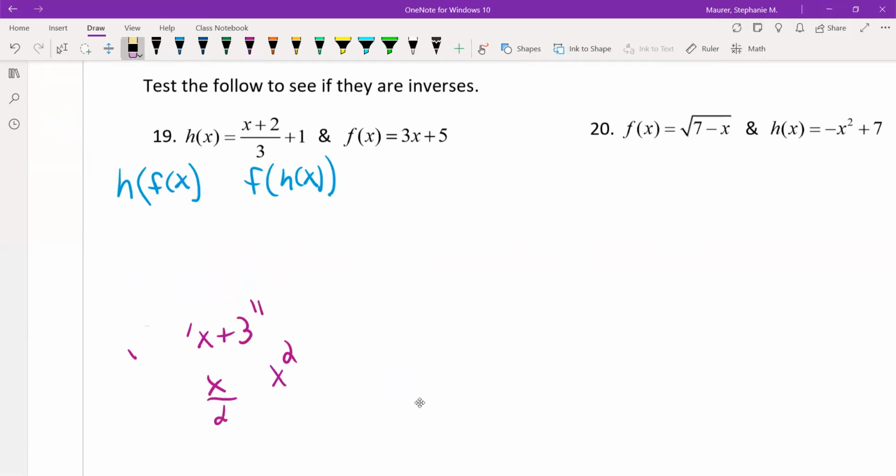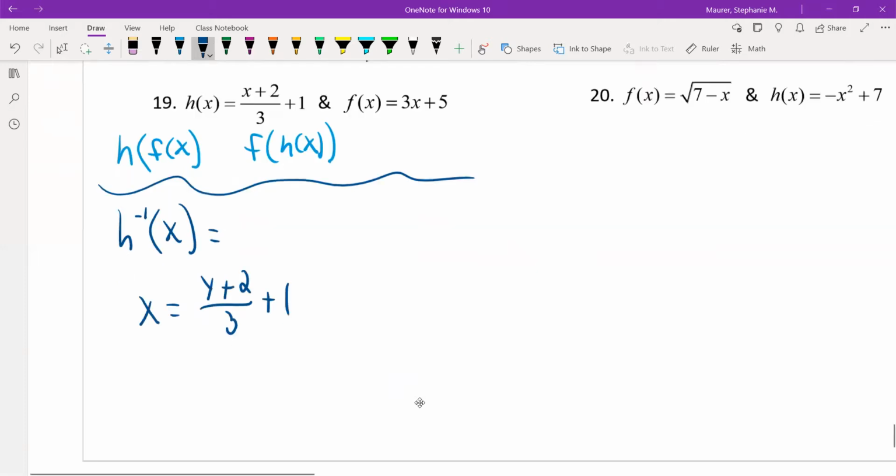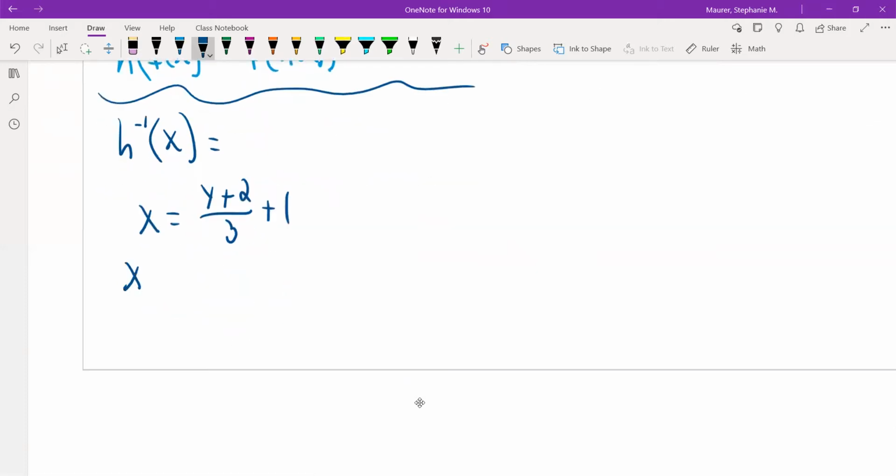The other option that you may choose to go for, so you either are doing composition, or the other option would be going through the process and saying, can we find the inverse of h? So let's say that you find the inverse of h. So it looks something like this. We would switch the x and the y. That gives me y plus 2 over 3 plus 1. Do a little bit of quick solving. Again, I'm not going to walk you through the steps here. I'm just going to blow through these a little bit.